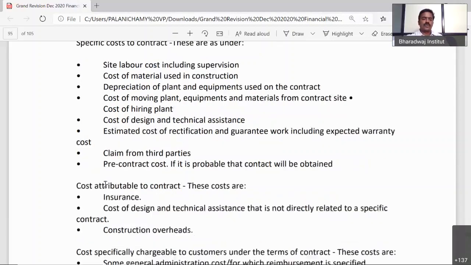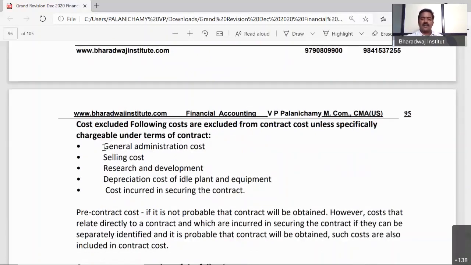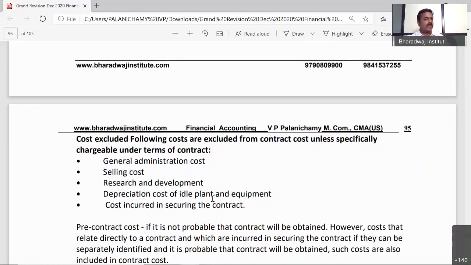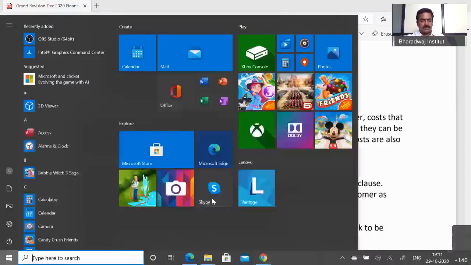So what cannot be included? General administration cost, selling cost, research cost. If the plant or equipment is idle, you cannot include that cost. Also the cost incurred for getting the contract, which may be commission or brokerage paid. All these things cannot be included in the contract cost. This accounting standard guides what cost can be included and what cannot. I hope you remember this.